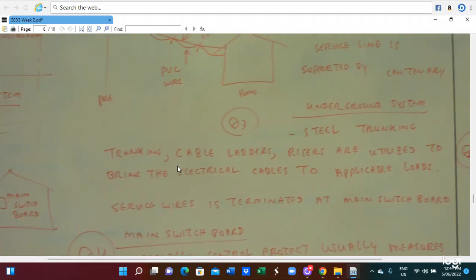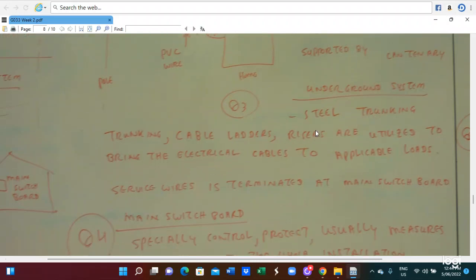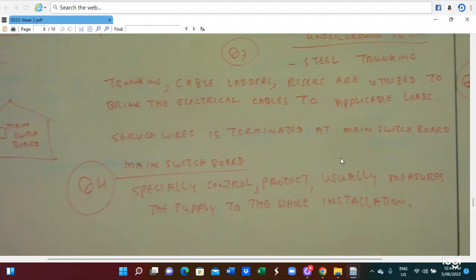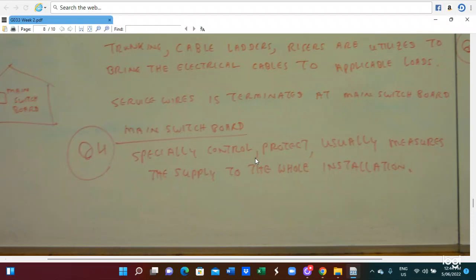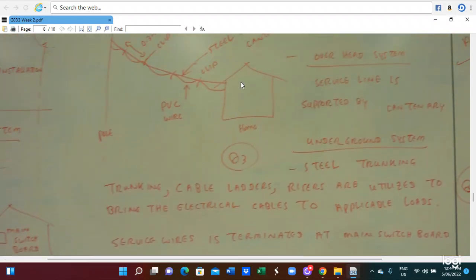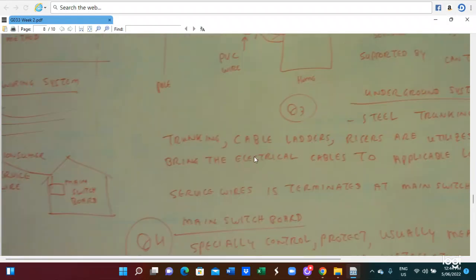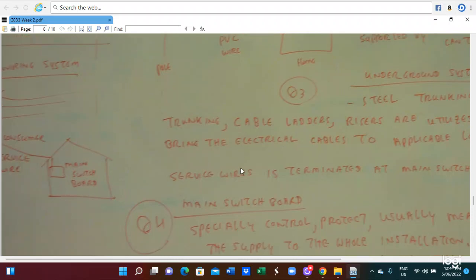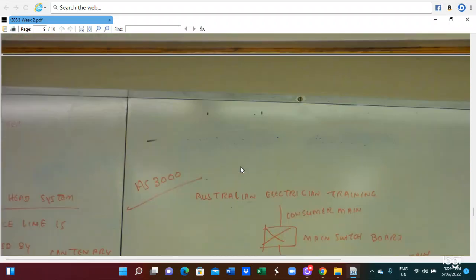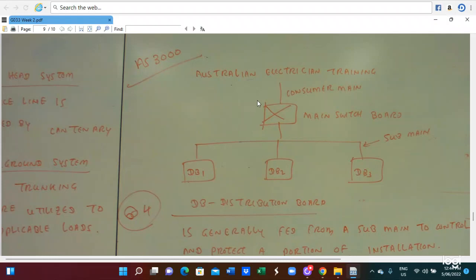In the underground system we use a steel trunking, cable ladder, and risers utilized to bring the electrical cable to the applicable locations. So this is the underground system. And the main switch board is also included. This is the main switch board. The main switch board controls the whole electrical installation of the building. So this is the main switch board system.